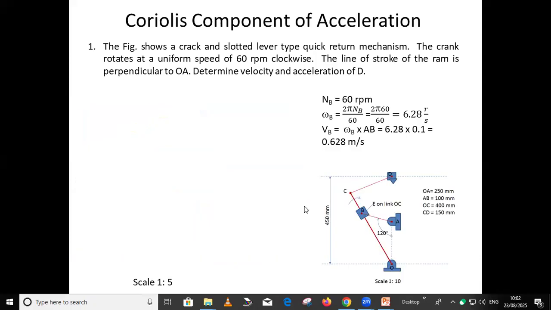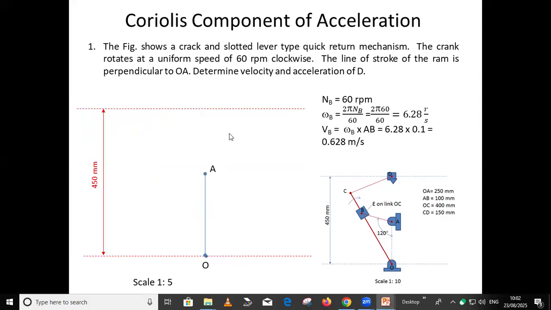Next, to plot that component, all these components will follow this process. Okay. So first we need to take some scale. We'll take scale 1:5. Okay. So 1 centimeter is equal to 20 mm, we can take. Okay. So first we will draw that part of OC. OC is given 400 mm, AB is given 100 mm, OA is 250 and CD is 150.